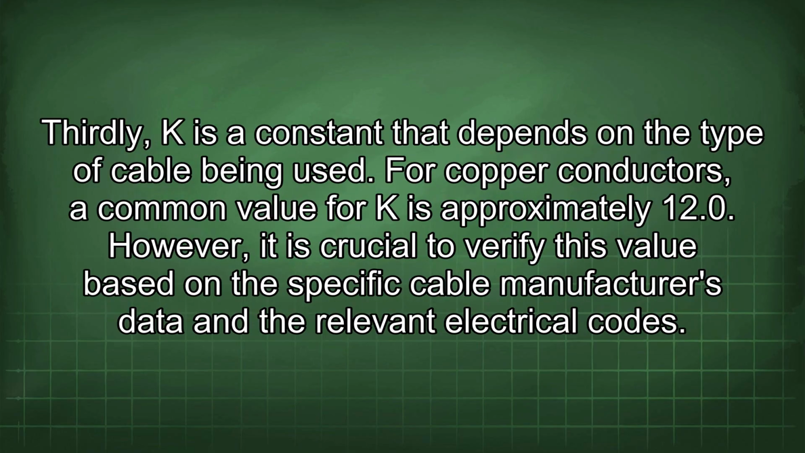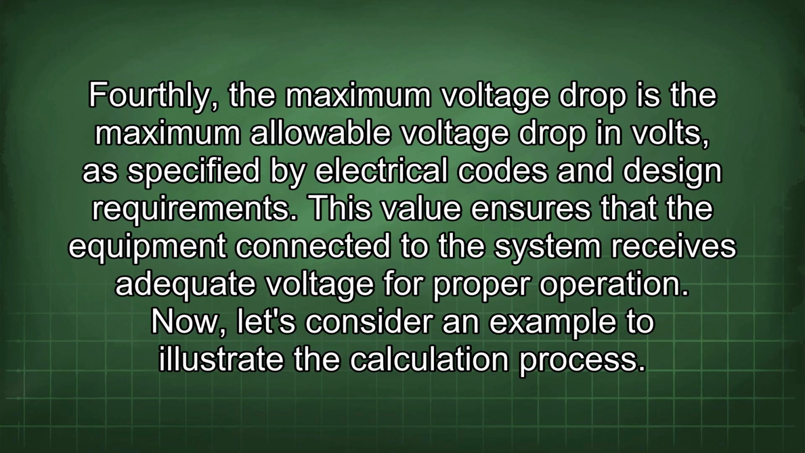Thirdly, K is a constant that depends on the type of cable being used. For copper conductors, a common value for K is approximately 12.0. However, it is crucial to verify this value based on the specific cable manufacturer's data and the relevant electrical codes. Fourthly, the maximum voltage drop is the maximum allowable voltage drop in volts, as specified by electrical codes and design requirements. This value ensures that the equipment connected to the system receives adequate voltage for proper operation.